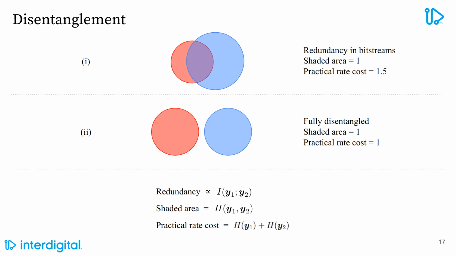In the second diagram, the bit streams are fully disentangled while maintaining the same shaded area. Thus, an ideal codec which is capable of coding the overlapping regions with no additional rate cost, and a codec such as ours, is able to code the disentangled bit streams with the exact same efficiency. That is, the actual rate cost now matches the shaded area representing the total amount of information.